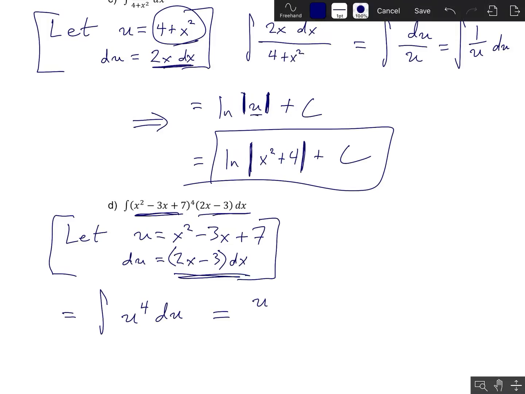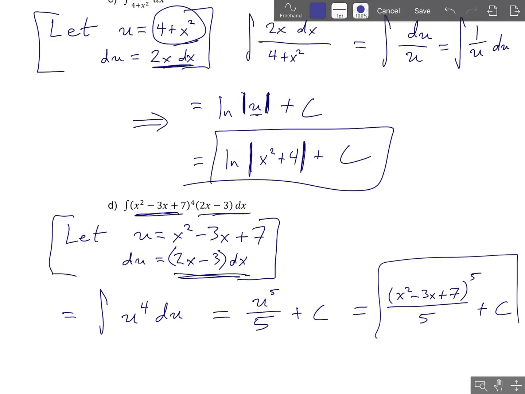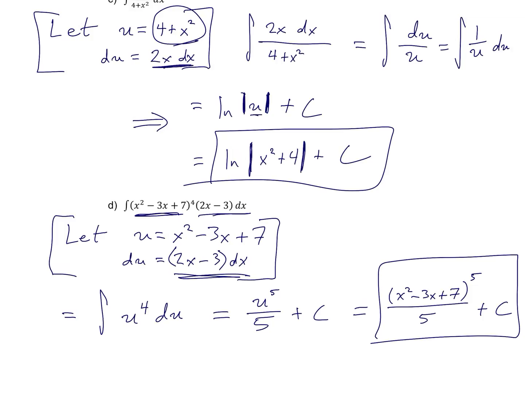To integrate a power of u with respect to u, I should just add 1 to the power and then divide by the new power. So this is u to the fifth divided by 5 plus a c, because we just took an antiderivative. And now for my final answer, I'm just going to replace that u with its original expression in terms of x. So I should get all of that stuff to the fifth power divided by 5 plus c. And that's what we're looking for.